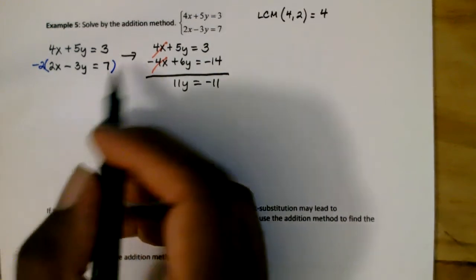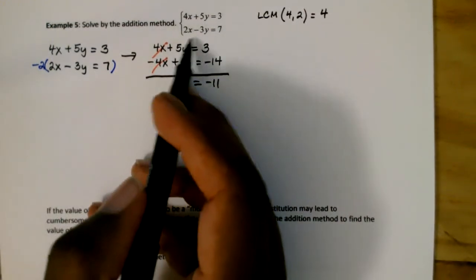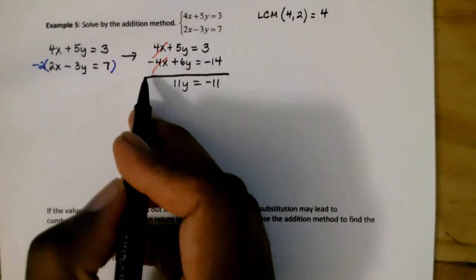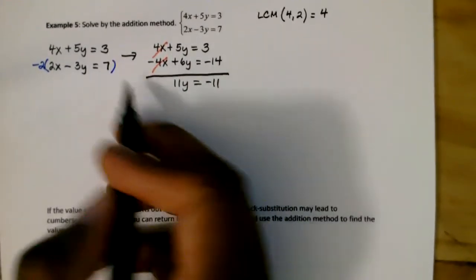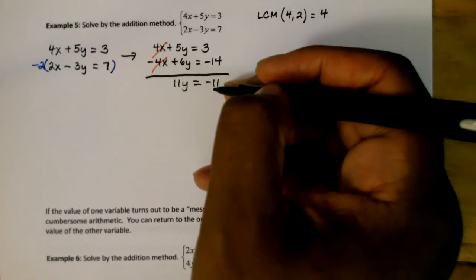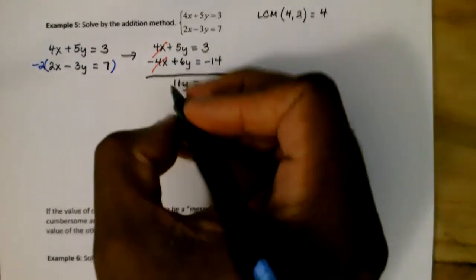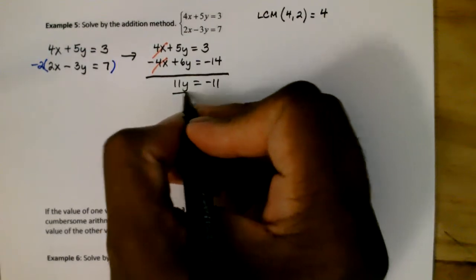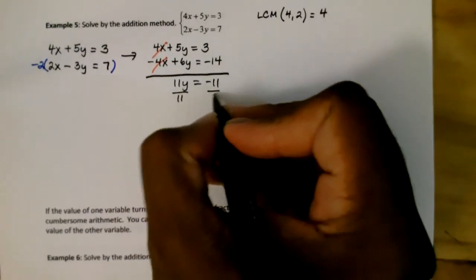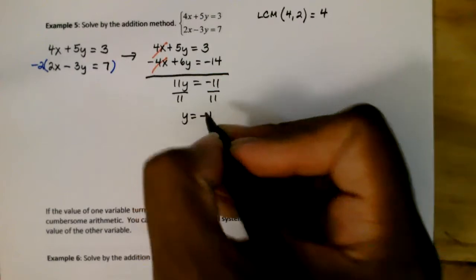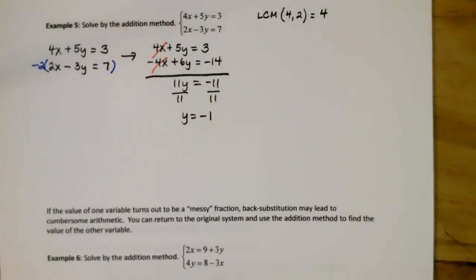Okay, and I think I made a mistake somewhere. Let me double check. Multiplied by -2 is -4x plus 6y and then -14. Okay, I'm okay. So 11y is equal to -11. And then to solve for y, we divide both sides by 11. You'll get y is equal to -1. So here y is equal to -1.